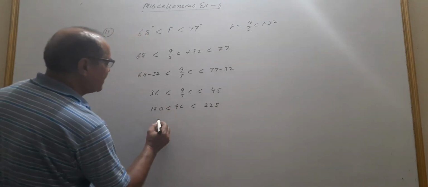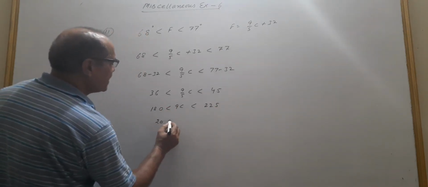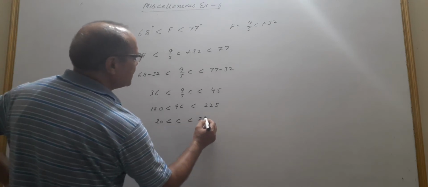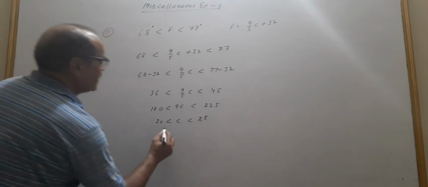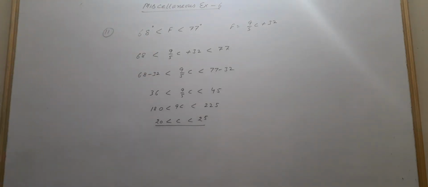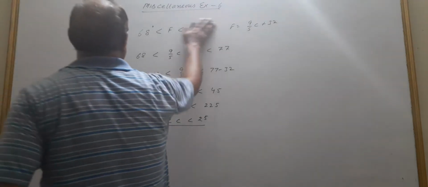Then dividing by 9, this will be written as 20 is less than C is less than 225 by 9, that is 25. So therefore this lies between 20 degrees and 25 degrees. The result lies between 20 to 25 degrees. I am telling you again, you have to read the question properly, then try to solve it.